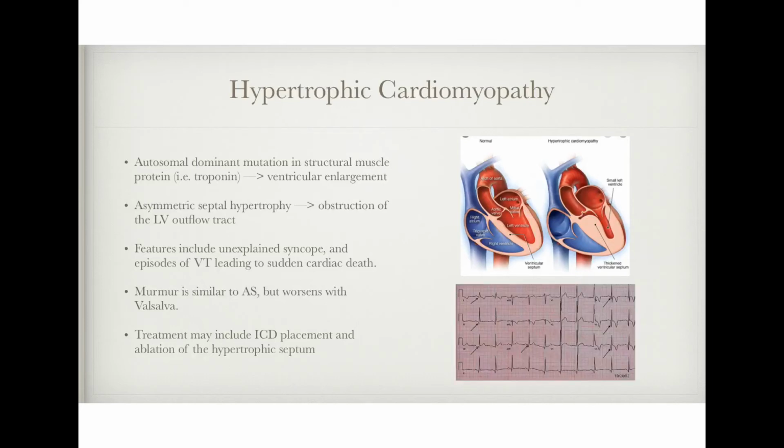On an ECG, although neither of these findings are particularly sensitive, you might look for large QRS voltages, suggestive of left ventricular hypertrophy, deep, narrow Q waves, often referred to as dagger Q waves, particularly in the lateral leads, and secondary repolarization changes, including deep T wave inversions in the precordial leads.